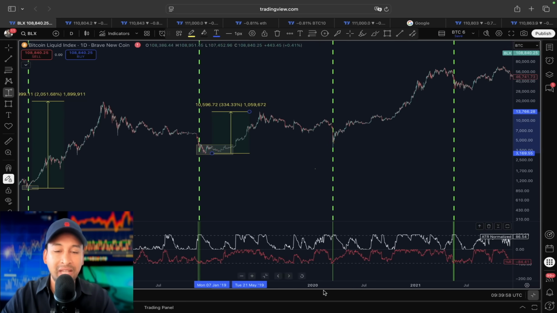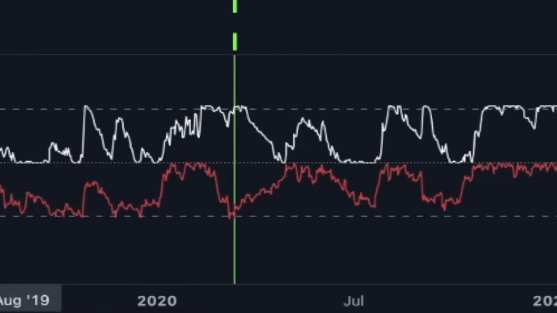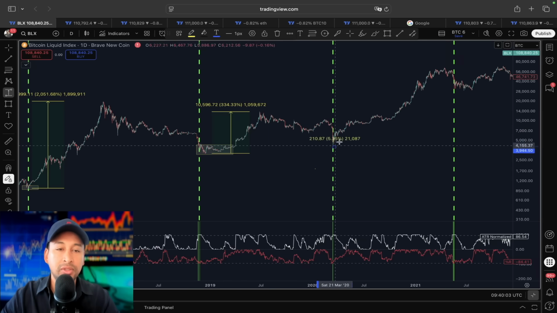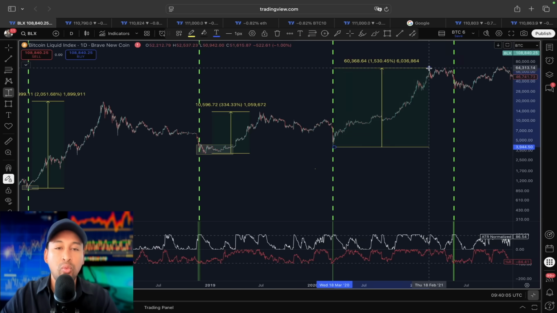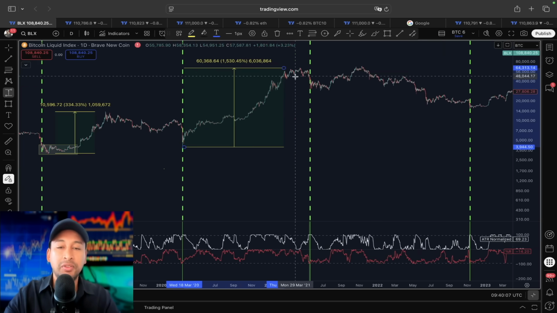If you look at this from 2020, you can see after this massive black swan event, this indicator to the downside gave us a buy confirmation, and right after that, from the bottom till the top, you can see a move of around 1,530%. Here, after a small pullback, we had another buy confirmation from this indicator.